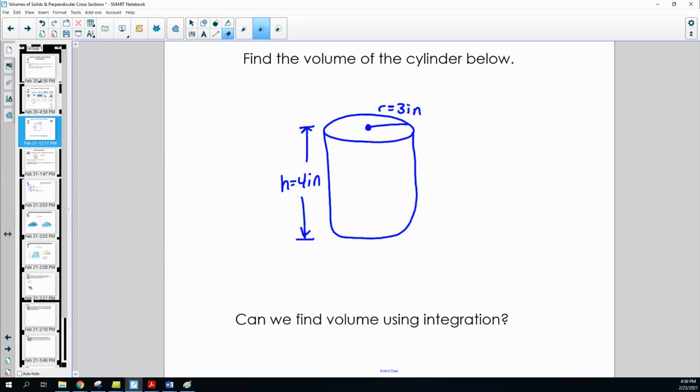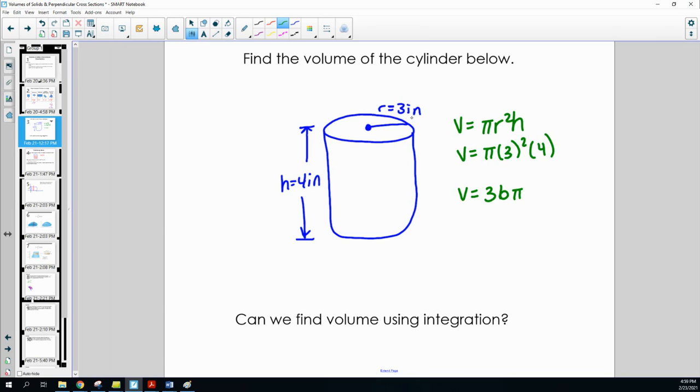So let's find the volume of this cylinder below. Here we have a basic geometric shape of a cylinder. We know that the volume for a cylinder is pi r squared h. We can see here that the radius is 3 and the height is 4. If we plug this in and solve, we get that the volume is equal to 36 pi, and because it's in inches, this will be inches cubed.